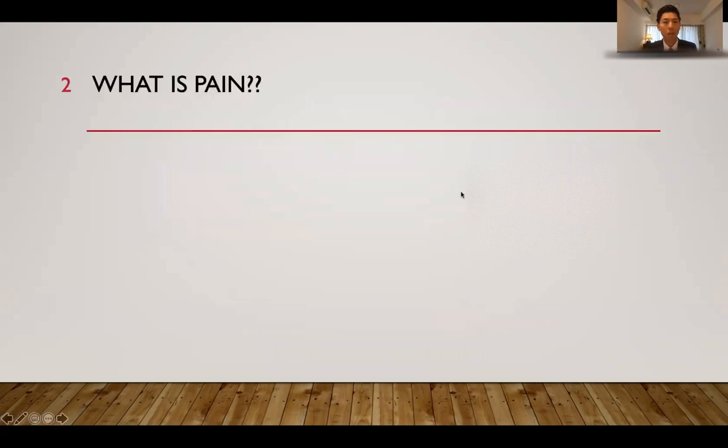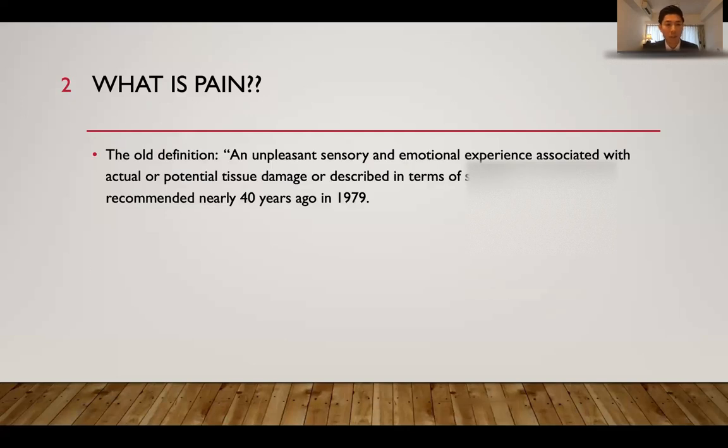So, what is pain? As a doctor, I'm sure we hear patients complaining of pain on a daily basis, but do we have a more accurate description or definition of it? Actually, yes. About 40 years ago, that was the first definition of pain: an unpleasant sensory and emotional experience associated with actual or potential tissue damage, or described in such terms. Now, 40 years on, there is a new definition with some revised points.